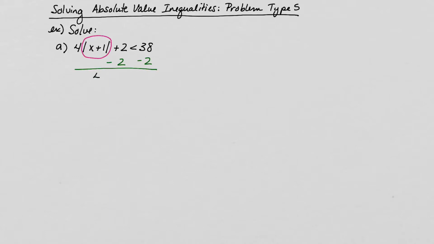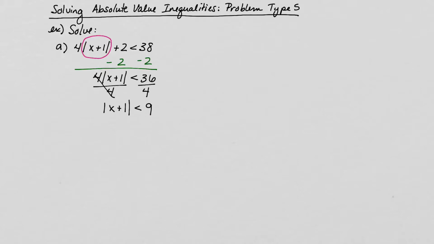So we're going to have 4 times the absolute value of x plus 1 is less than 36, and we're going to divide both sides by 4. So we're going to have the absolute value of x plus 1 is less than, 36 divided by 4 is 9. Now if I look at this problem, the absolute value part is all by itself. It's less than a positive number.